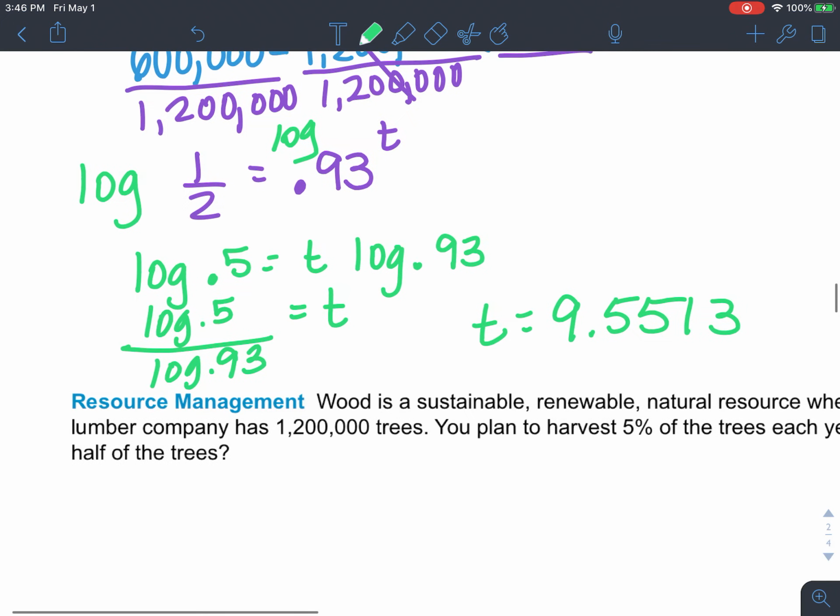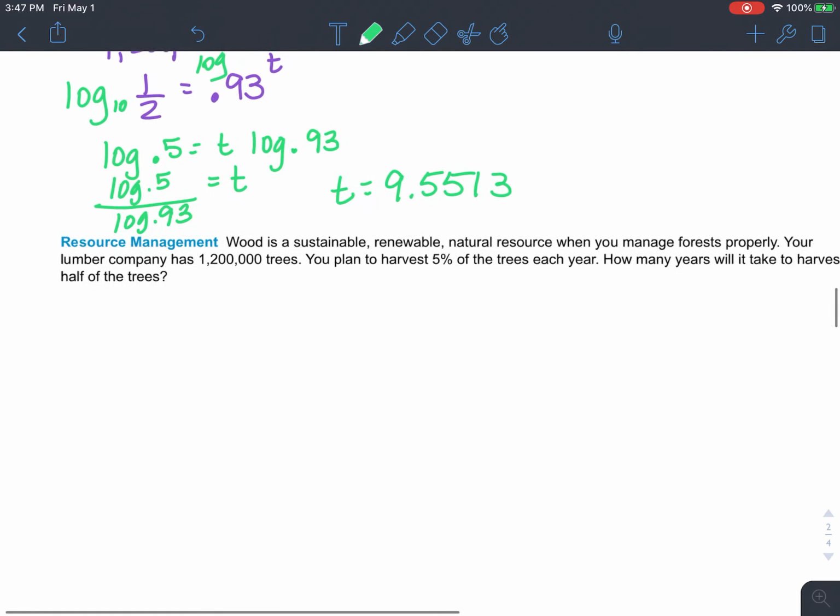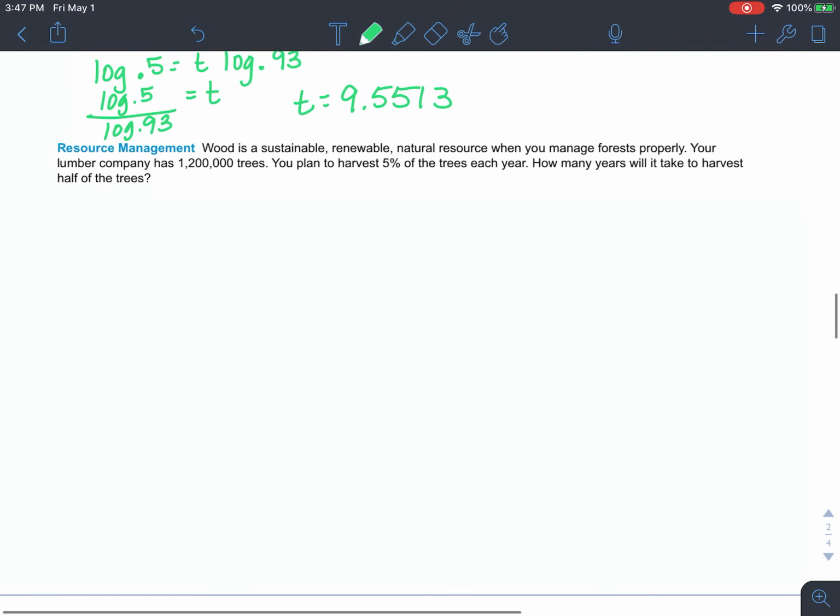9.5513. Now, just as a reminder, the log button is next to the 7 on your calculator. And as long as you're using a common log, a log with a base 10, then you don't need to go into that math menu, which is nice. Okay, let's look at this next one.